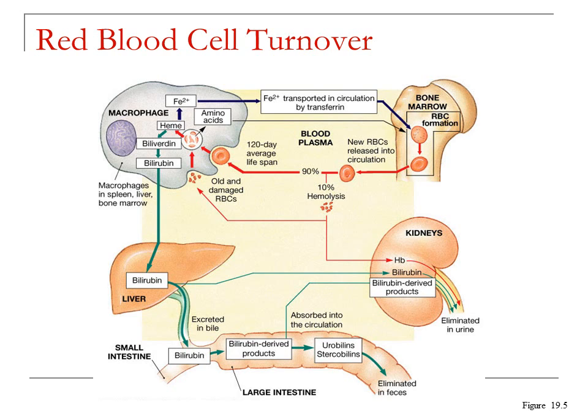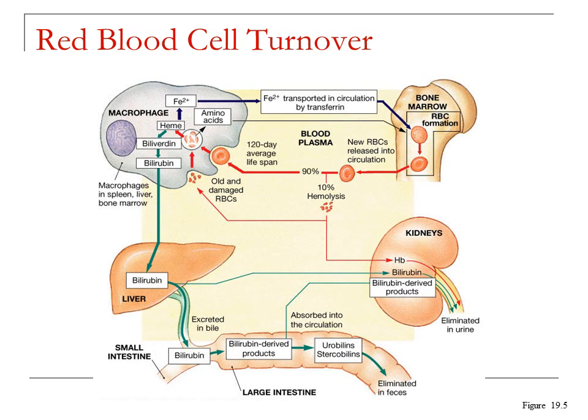So in this diagram, we have the macrophage in the spleen, liver and bone marrow. They remove the iron from the heme part of the hemoglobin, and this iron is transported in circulation by transferrin into bone marrow to initiate another red blood cell formation. Also, the remaining part of the heme is turned to form the biliverdin, while some amino acid is also gotten from this part of the hemoglobin.